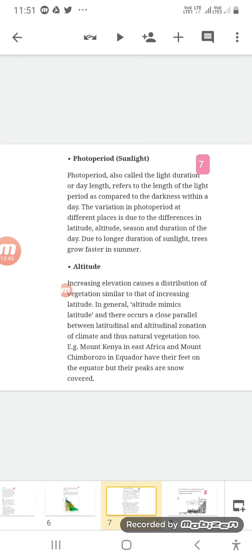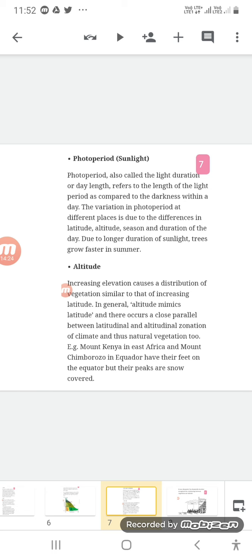For example, increasing elevation causes a distribution of vegetation similar to that of increasing latitude. In general, altitude mimics latitude, and there is a close parallel between latitudinal and altitudinal zonation of climate, and thus natural vegetation too. Example: Mount Kenya in East Africa and Mount Chimborazo in Ecuador have their feet on the equator, but their peaks are snow covered.